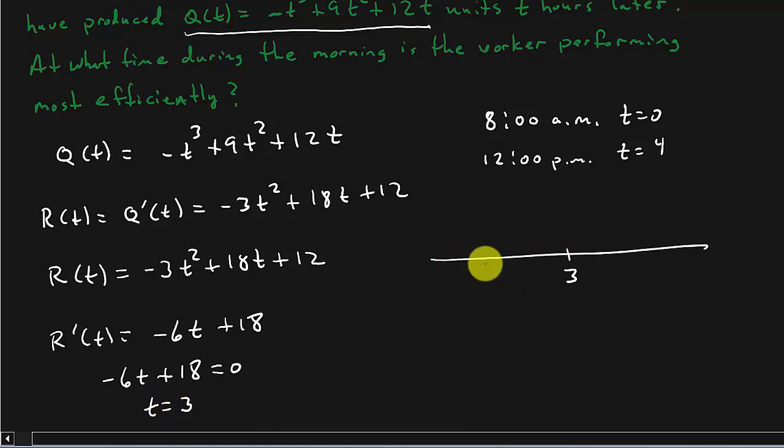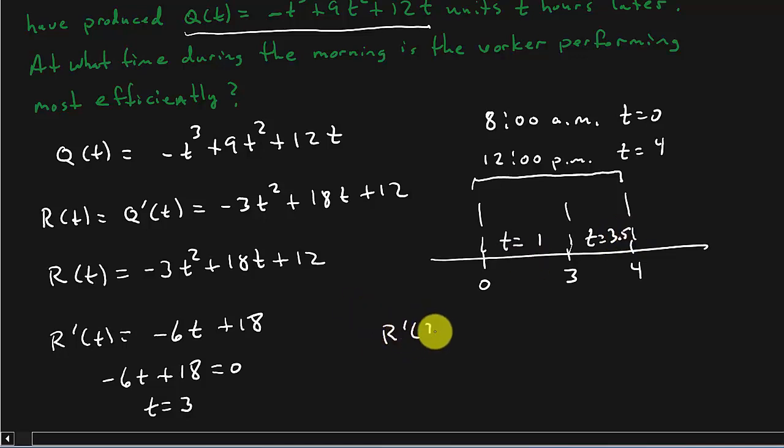And if you look at this, there's 3, there's 0, and there's 4. Okay, we can't go below 0. We can't go above 4. So basically, we're working within just this region right here. Okay, because we're just looking at the morning shift from 8 to 12. So I've got t equals 1, t equals say 3.5.